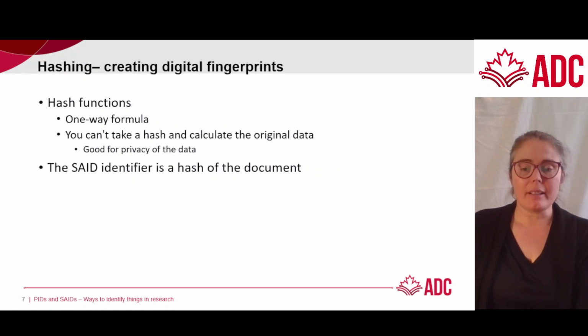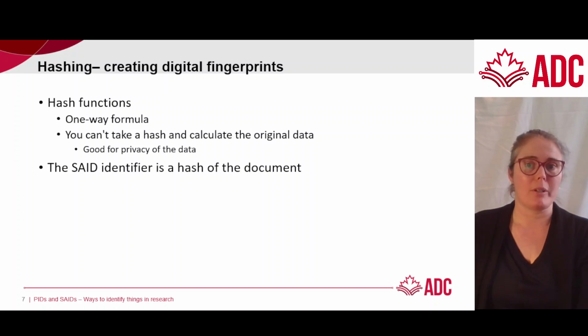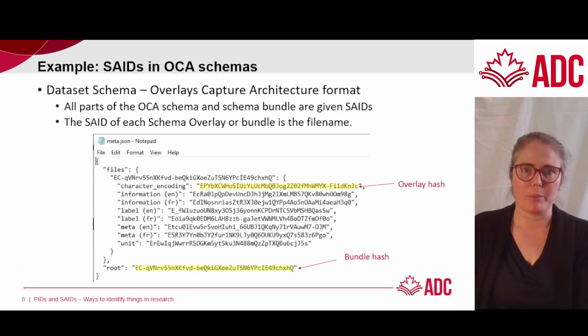What we use to calculate the fingerprint is a very common technique called a hash function. A hash function is a one-way formula. You put in your digital object and calculate the hash of that object, and at the very end, you can't take that hash and go backwards and calculate what the original input data was. This means that hashing is really good for privacy, because people can't figure out, just based on the hash, what the original document was. So we have self-addressing identifiers, which are a hash of the document.